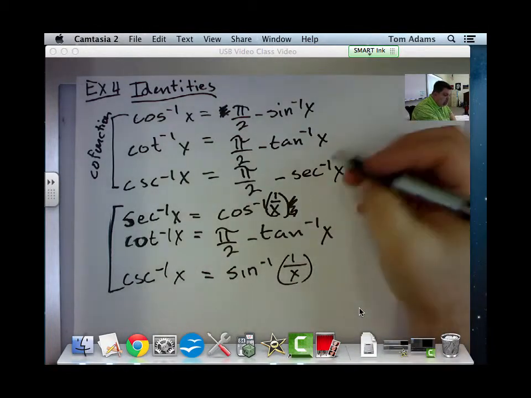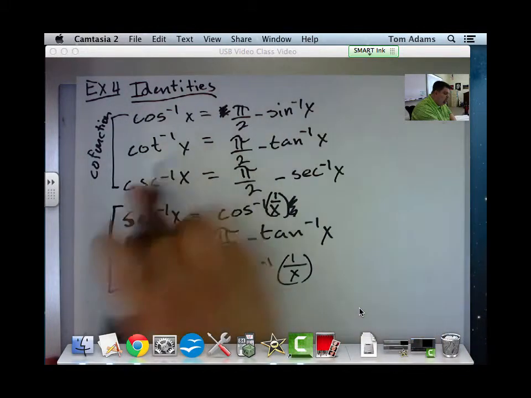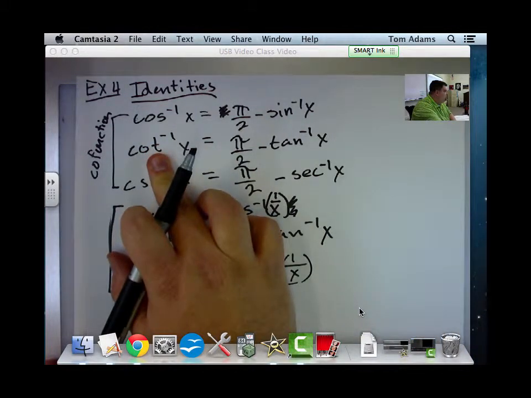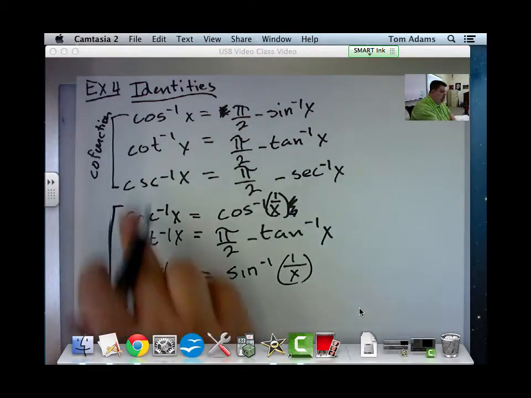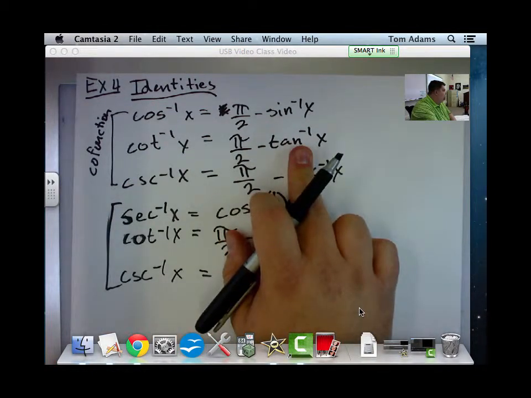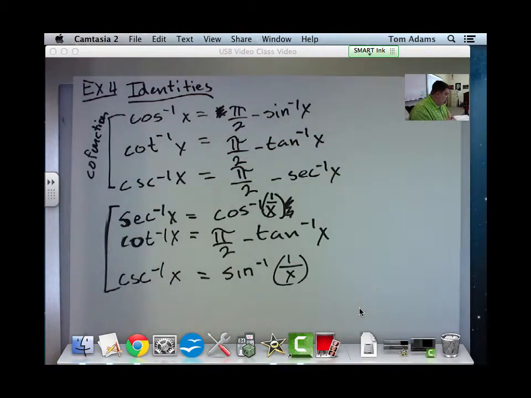So sometimes, and you'll see in example number 4, we're going to be asked to take the derivative of arc cotangent of x, which I could do the long complicated thing, but I'm going to plug it in because I already know what the derivative of tangent is. So I'm going to convert that to tangent. These are going to be on the quiz. You need to memorize those identities. Okay. So let's write down what example number 4 actually is.